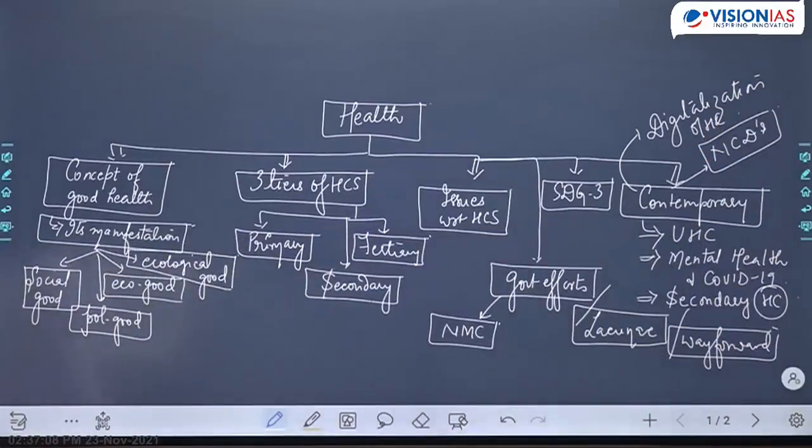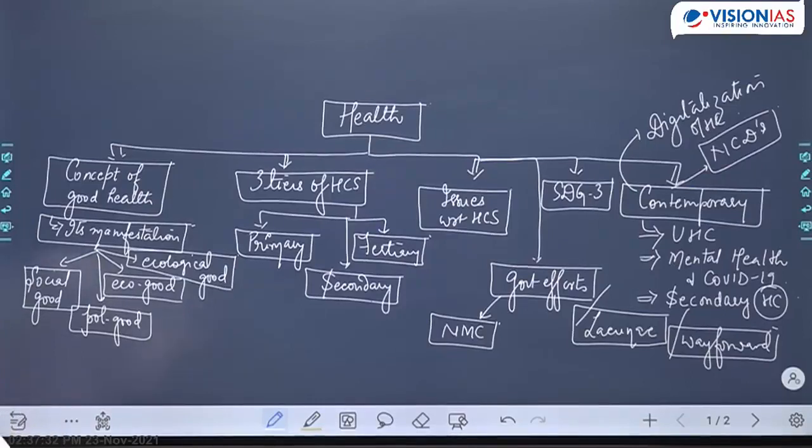Generally telling, this is how one can prepare. For example, if you're preparing health, what's the concept of good health? Then different manifestations, as in how it contributes to social good, political good, ecological good, economic good. Then what are different tiers of healthcare system, primary, secondary, tertiary. Okay. Then issues with respect to healthcare system in general. Then what have been the government efforts?